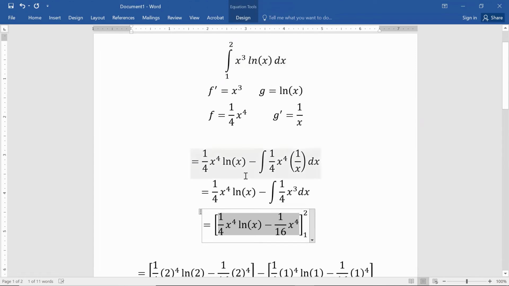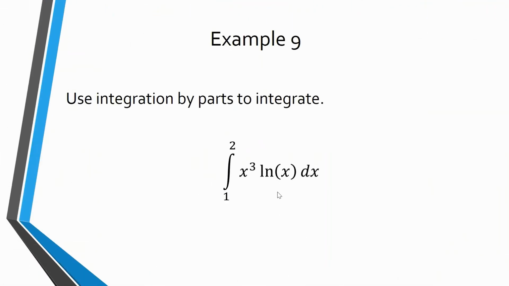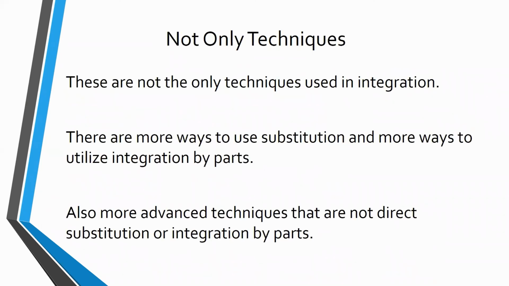Very similar to substitution, we ignore the bounds for a little bit, and then once we get back to the actual antiderivative we want to use, we plug in the bounds. This is the way to do these types of definite integrals with integration by parts. We've seen quite a few techniques of integration. We've seen a lot of basic rules in this class. We've seen a lot of substitution in this class. And we've seen some integration by parts in this class.